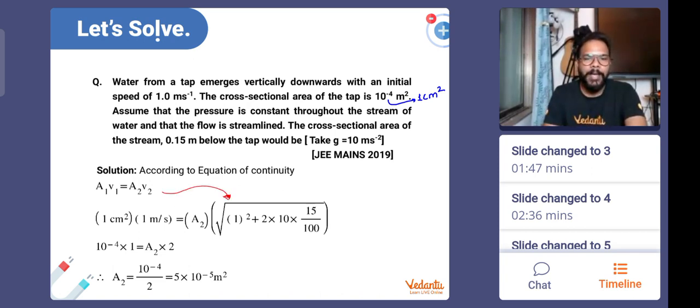The value of a1 is 1 centimeter square, which you can write as 10 to the power minus 4 meter square. The velocity is 1 meter per second. A2 is unknown, and v2 we are writing as under root v1 square plus 2gh. So v1 is 1, 2 into g into h, and h is 0.15 meters. Simplifying, you can see this is 1 plus 3, that is root 4. Root 4 is 2, so the value comes out to be 0.5 into 10 to the power minus 4, or 5 into 10 to the power minus 5 meter square. So the answer is option B here.